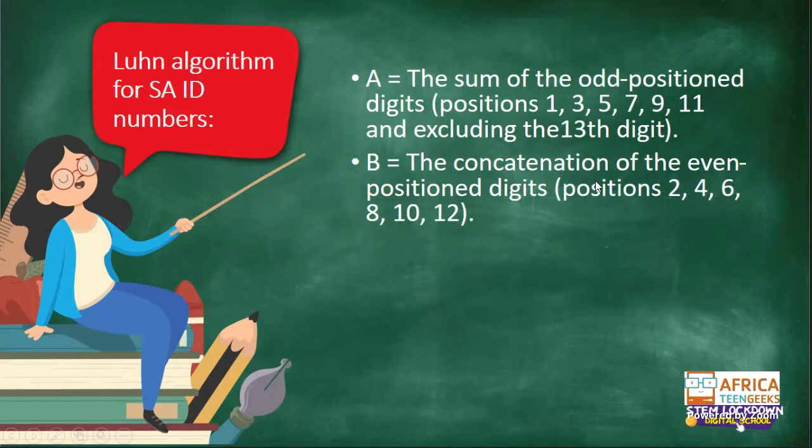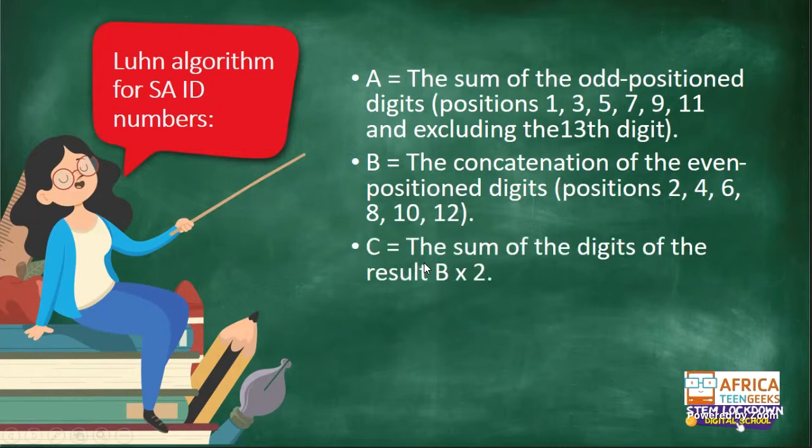Now what's concatenation? That's just a term that means bring strings together, okay? Bring parts together. So if I add a value of 4 in position 2 and 5 in position 4, and I concatenate them, I bring the 4 and the 5 together, I end up with 45. That's just what it is. I didn't sum it, I just joined them together. So that's B. So that's the concatenation of that.